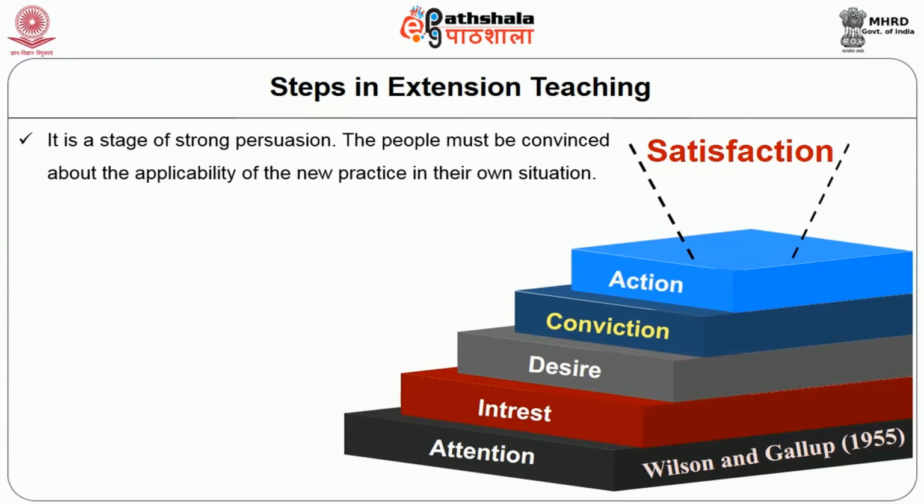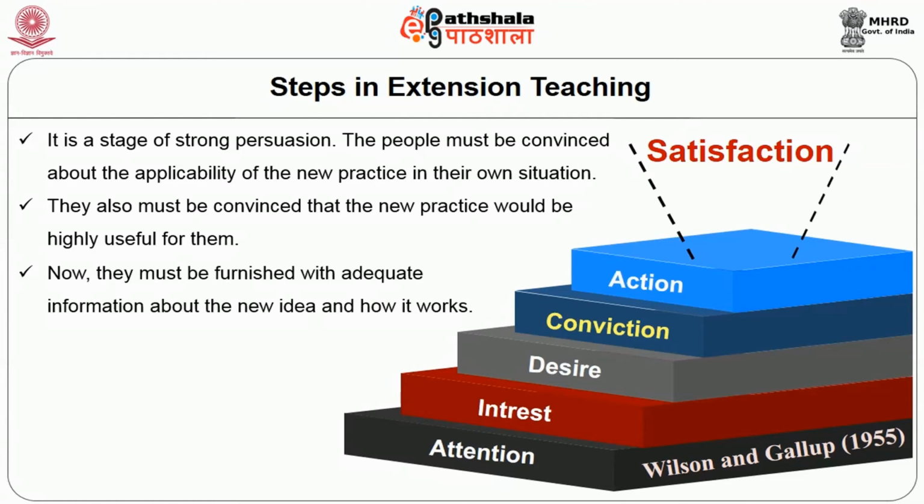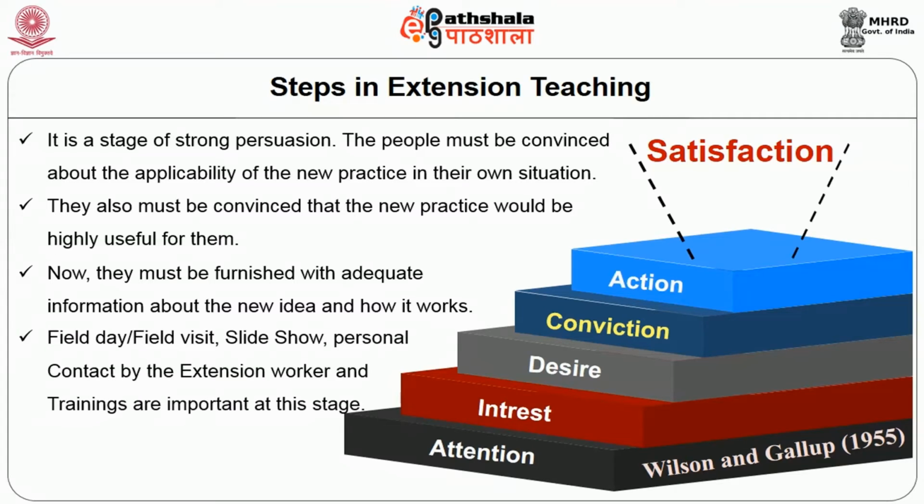The fourth stage is conviction. It is a stage of strong persuasion. At this stage, we have to convince the farmers. The people must be convinced about the applicability of the new practice in their own situation. They must also be convinced that the new practices would be highly useful for them. They must be furnished with adequate information about the new idea and how it works. Field days or field visits, slide shows, personal contact by extension workers and trainings are important at this stage.